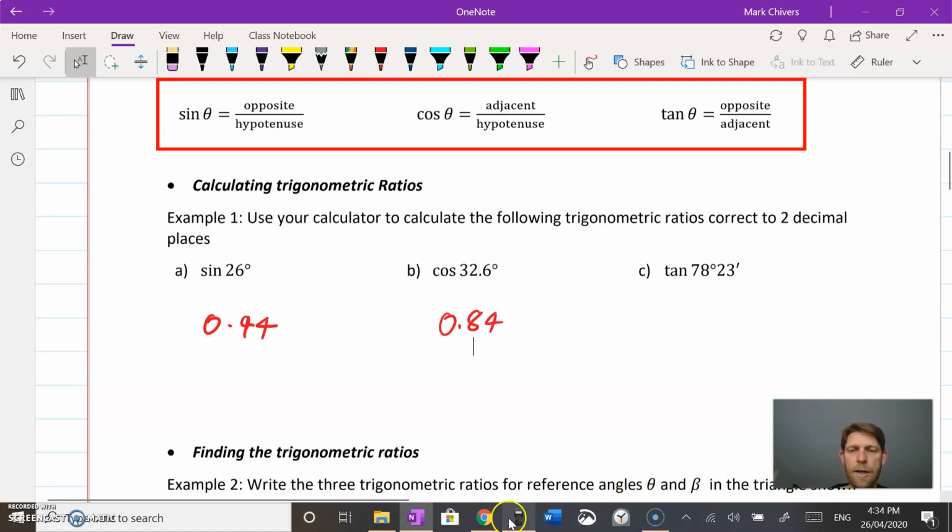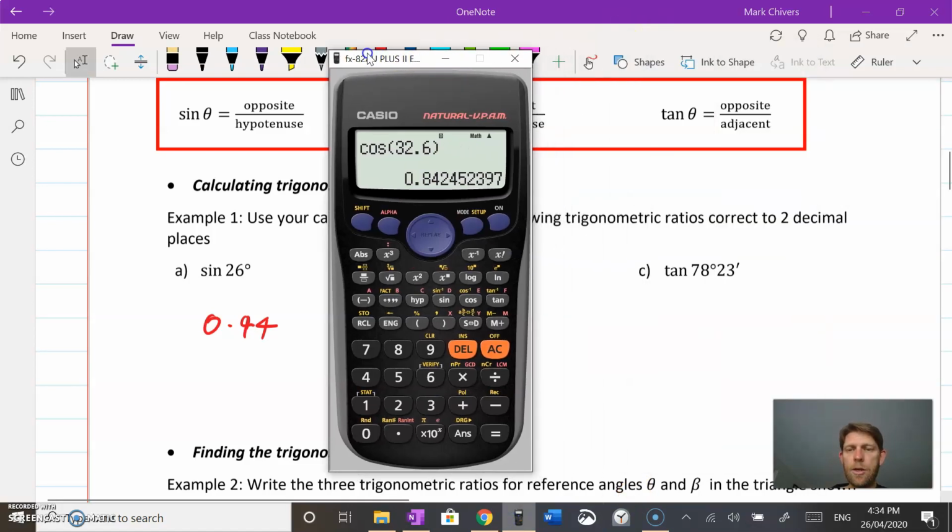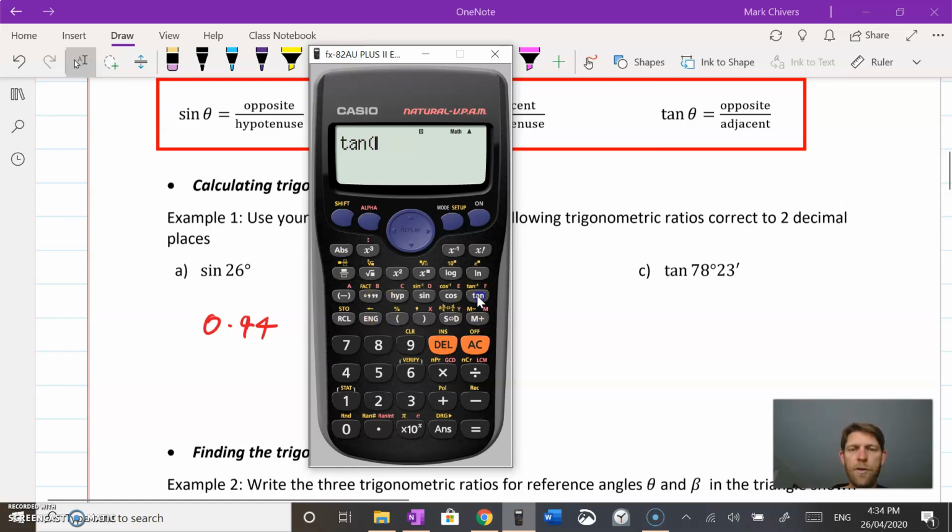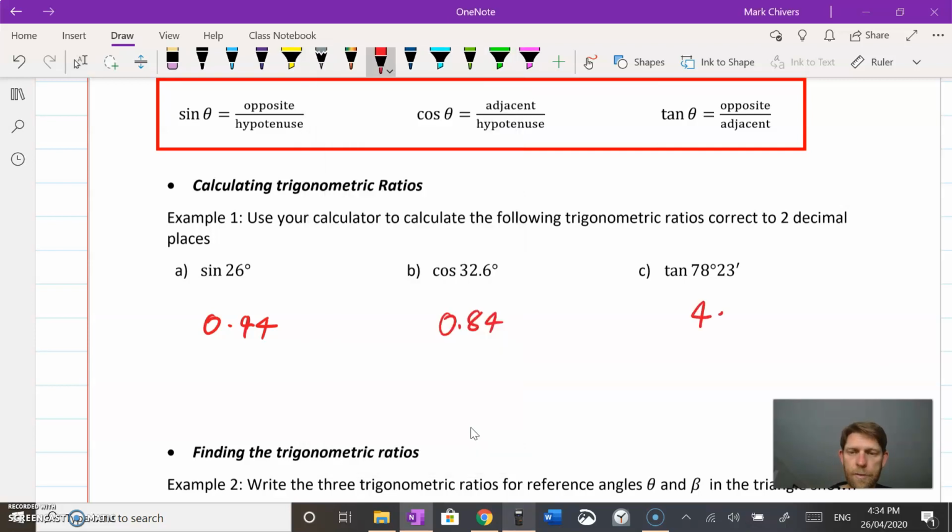And then finally, tan of 78 degrees, 32 minutes. That might be a little bit more confusing because we've got to remember that degrees, minutes, seconds button. So we just press 78, we press it once for degrees, 23, and you don't stop there, you've still got to press it again to say that's how many minutes it is. So it's 78 degrees, 23 minutes, that's what it should look like on your calculator. We press enter and we're going to get 4.86 to 2 decimal places.